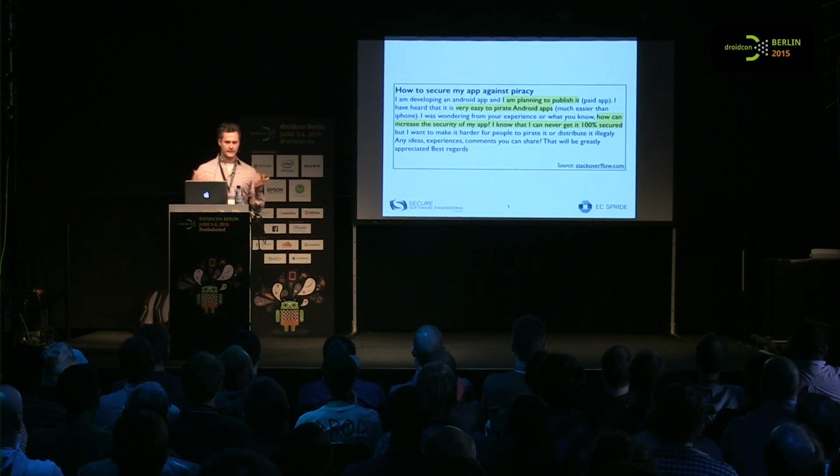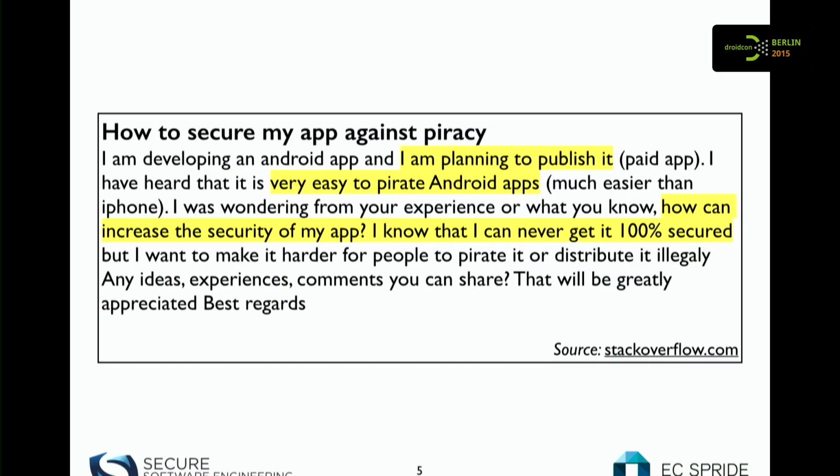So he said, I'm planning to publish a new app, and I've heard that it's very easy to pirate an Android app. In other words, it is very easy to reverse engineer an Android app. So what can I do, right? So how can I secure my code? Or in other words, how can I protect my code in such a way that it is not so easy for a human to reverse engineer and to understand what's going on in your code?